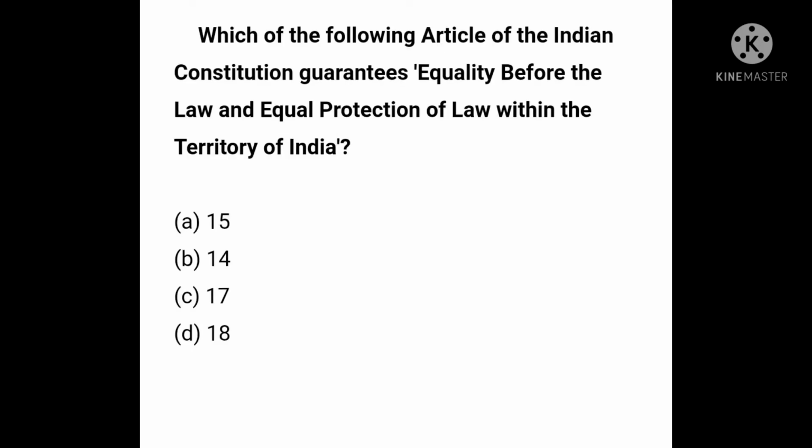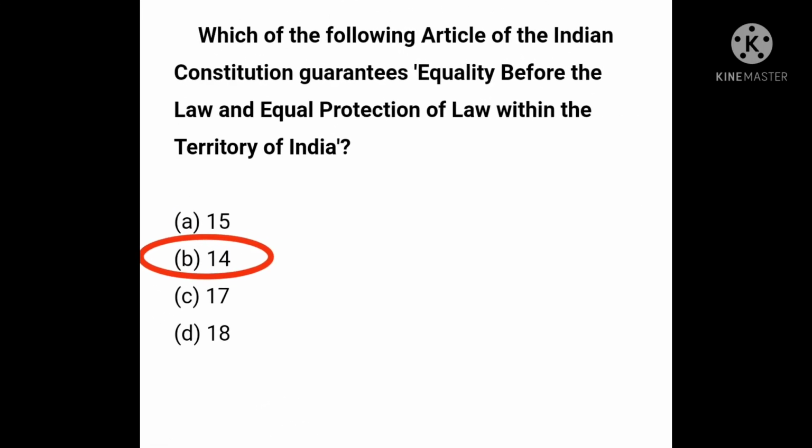Then the next question. Which of the following articles of the Indian Constitution guarantees equality before the law and equal protection of law within the territory of India? Option A, 15. Option B, 14. Option C, 17. And option D, 18. The right answer is option B, Article 14.